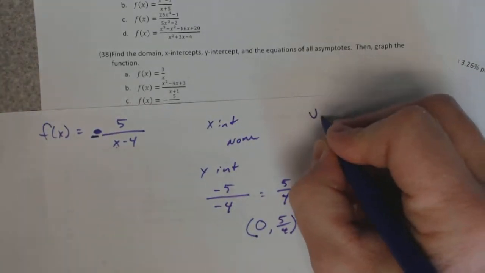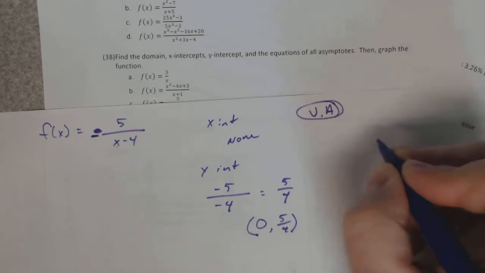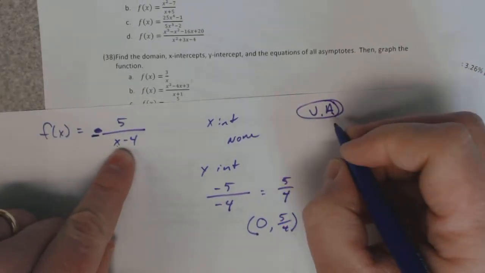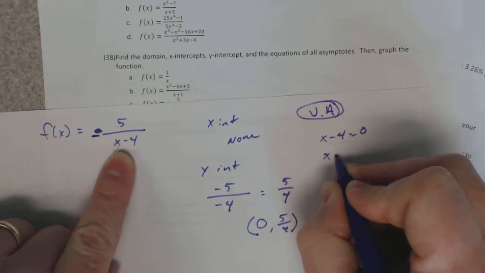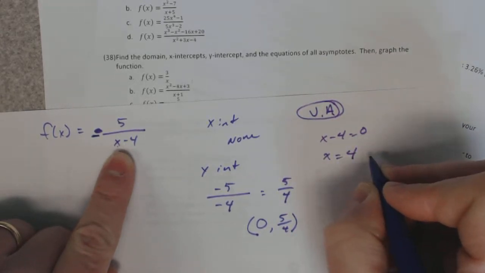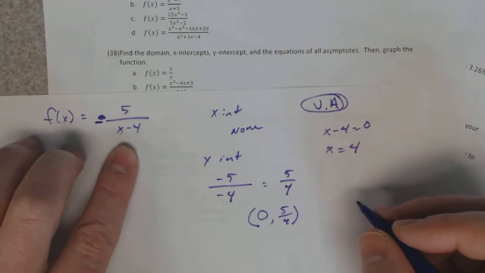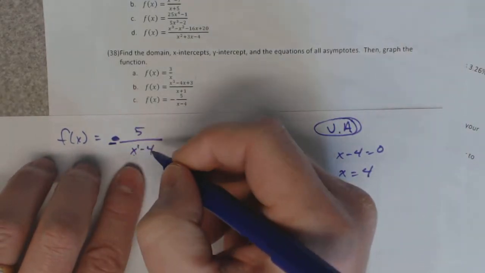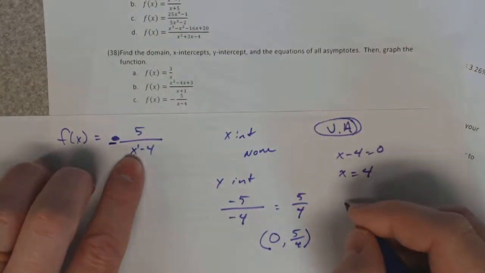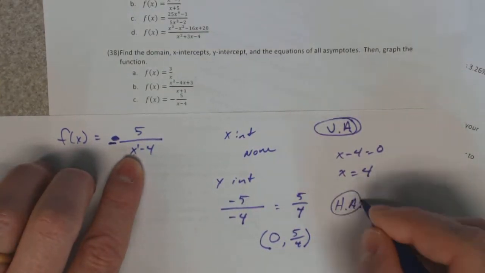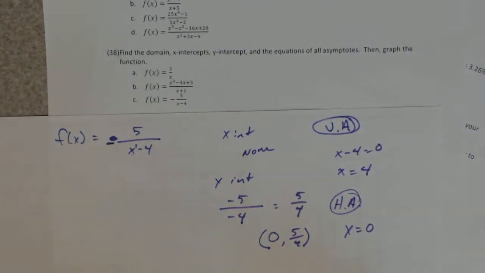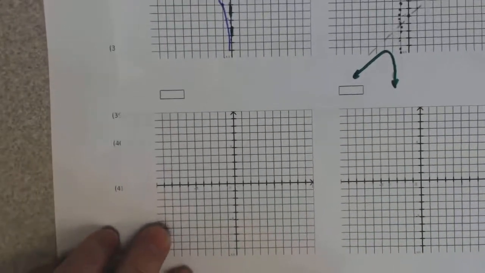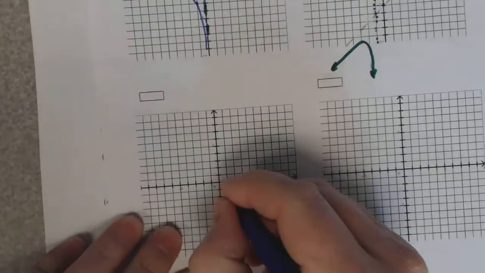To find my vertical asymptote, we're going to set the bottom equal to 0. So x equals 4. That's my vertical asymptote. And for my horizontal asymptote, the degree of the bottom is 1 and the degree of the top is 0, so the horizontal asymptote is automatically y equals 0. It's not as tough to graph this one. There are no x-intercepts.